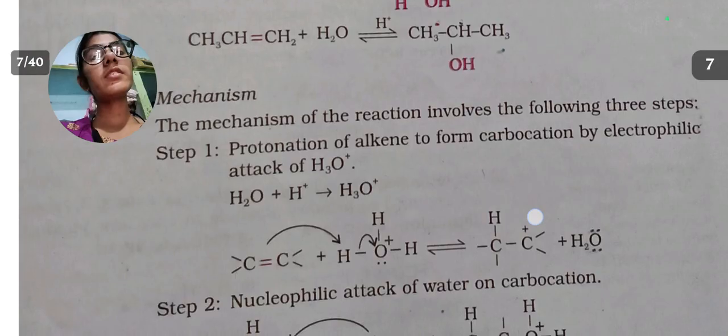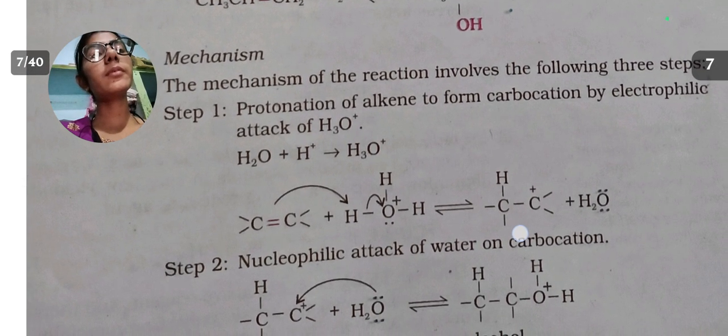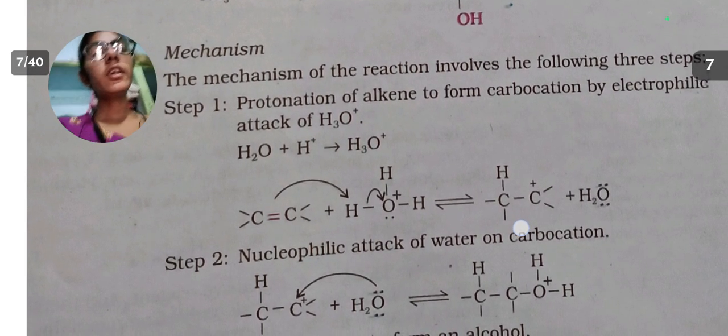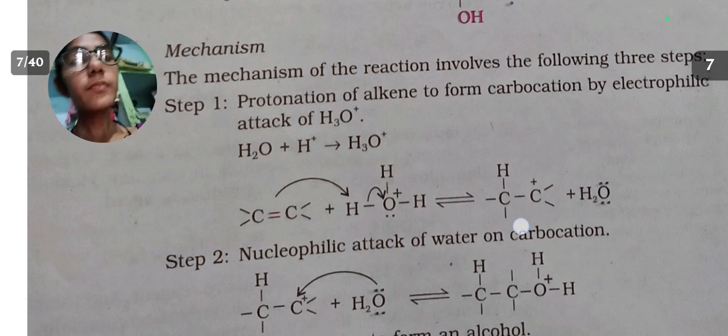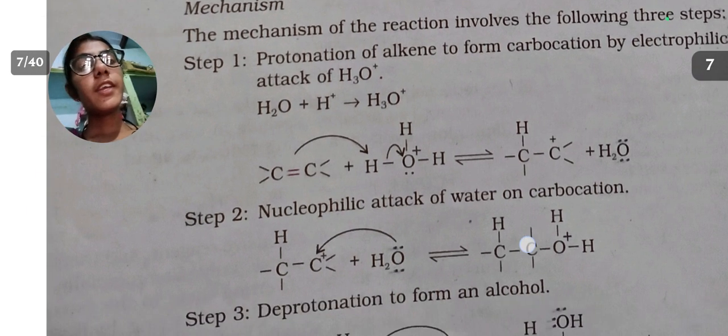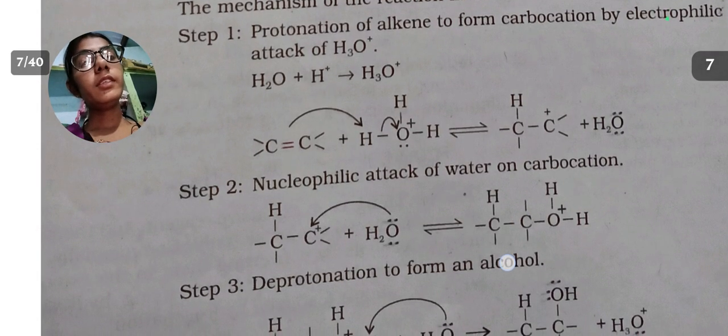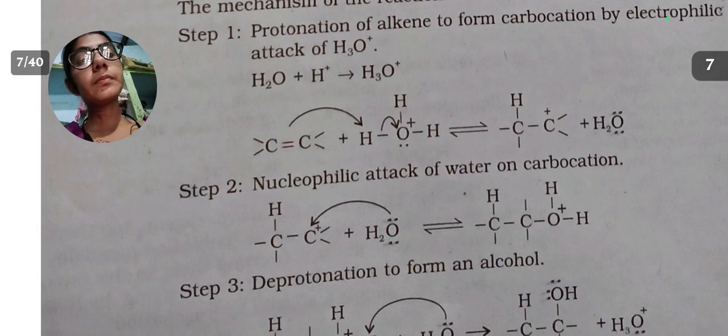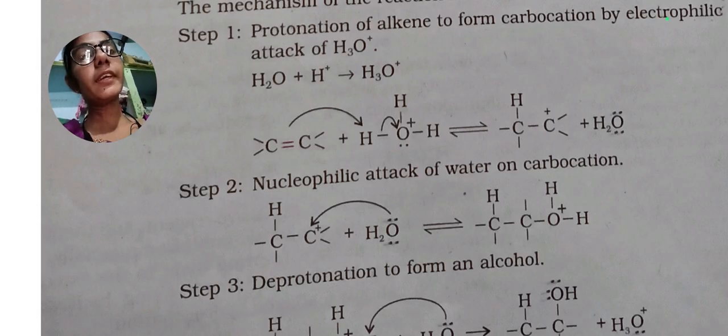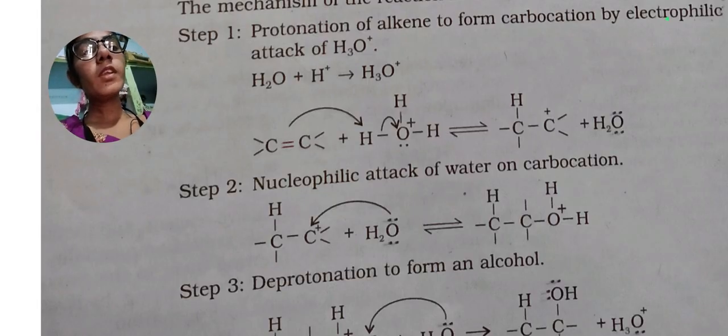The first step is protonation of the alkene to form a carbocation by electrophilic attack of H3O+. H2O plus H+ forms H3O+. Then the carbon-carbon double bond attacks the H, and the electrons of the H go to the O. Then, after the formation, it forms the carbocation and H2O leaves.